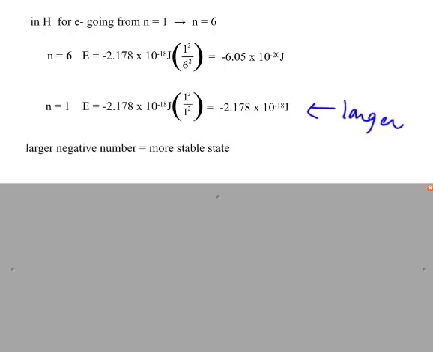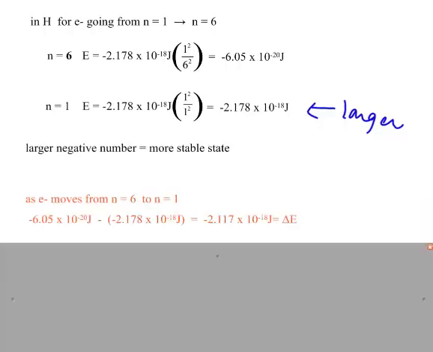So an electron is much more likely to be in n equals 1, or the lowest energy level, rather than n equals 6. So it's going to want to stay in its ground state or more stable state. So again, as we move the electron from n equals 6 to n equals 1, it's going to give off energy. We're going to take the difference between those two energies, and we're going to find that it gives off 2.117 times 10 to the negative 18 joules, and that's its change in energy.